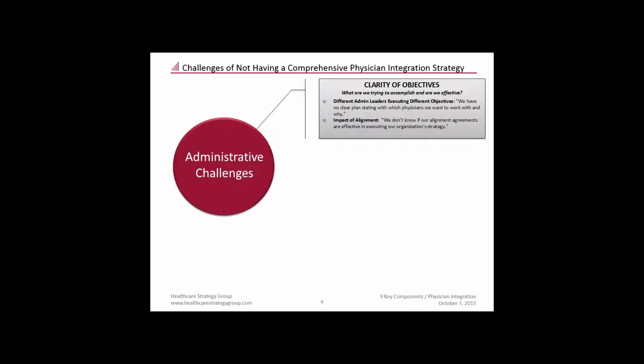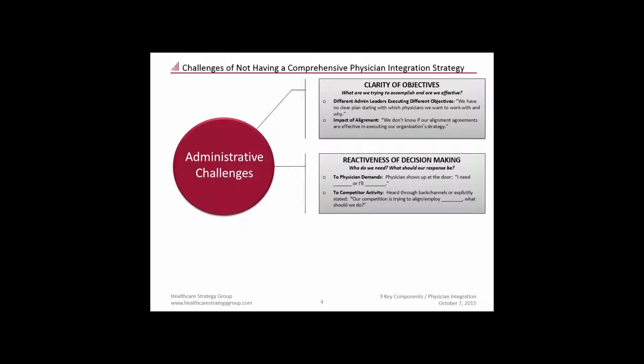Things of that nature. So the first challenge is if we don't have a plan in place that defines what success is going to look like and what we need to do, we're never going to get our administrative team, or the people who are responsible for making decisions and executing our physician strategy, on the same page. And then they're never going to know whether the deals they're creating are supporting the organization, or whether they're either not going to be effective in supporting the organization or even detrimental to the organization.